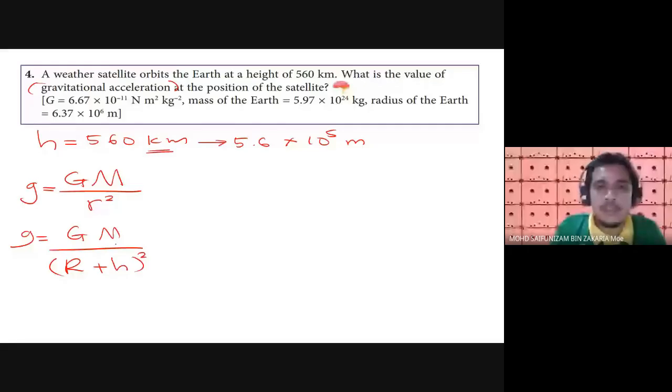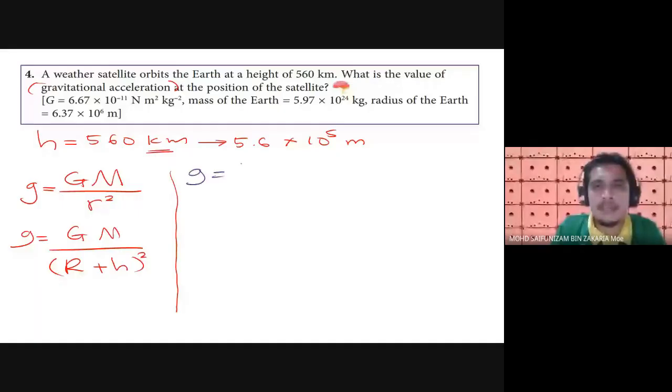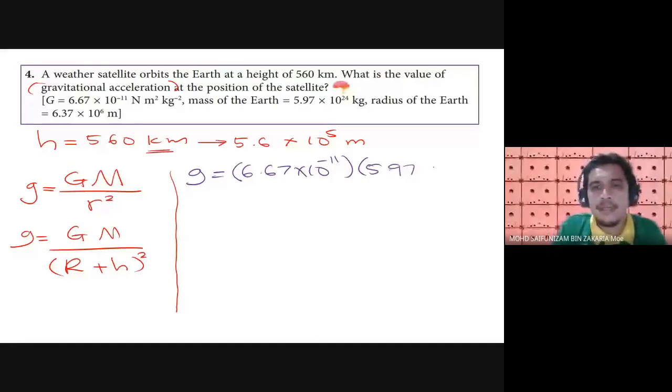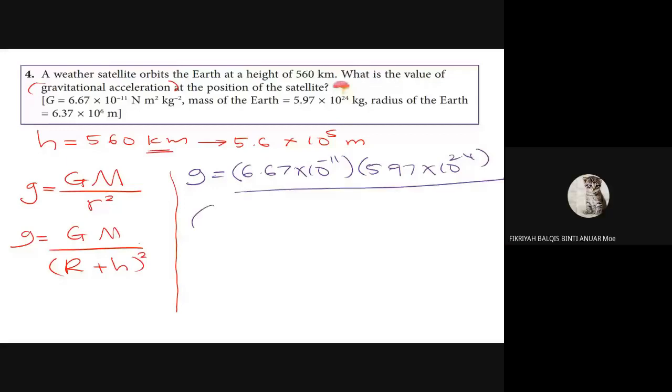Next, we substitute our values into the equation. g equal to 6.67 times 10 to the power of -11 times M, where M refers to the mass of the Earth, 5.97 times 10 to the power of 24, divided by, capital R, which refers to the radius of the Earth.